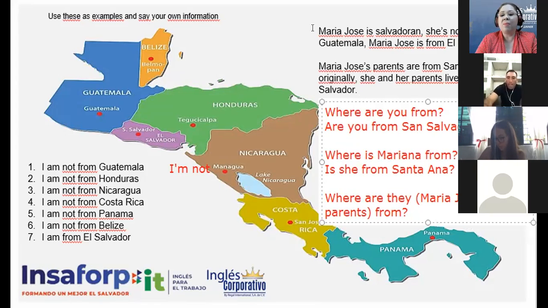Vaya, entonces lo que vamos a hacer ahorita en 5 minutitos, vamos al chat y en el chat ustedes me van a escribir su historia, ¿ok? Su nombre lo van a sustituir por María José. Van a decir la nacionalidad, ¿ok? Exactamente como está, solo que sustituyendo su propia información. Vamos a ver todos en el chat.